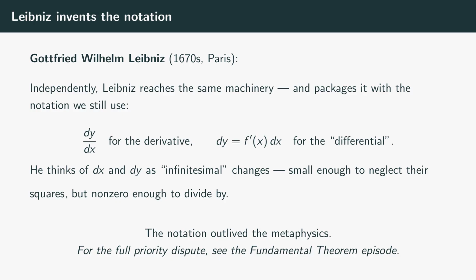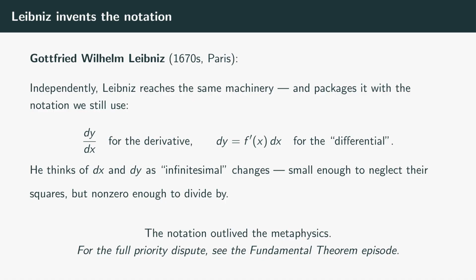Across the Channel, in Paris, during his years as a young diplomat, Gottfried Wilhelm Leibniz arrived at the same idea by a different route, somewhere in the 1670s. He published first, Newton sat on his work for decades. Leibniz's central contribution was as much notational as mathematical. He invented the symbols we still use 3.5 centuries later. The dy over dx you write for a derivative is his. The elongated s of the integral sign is also his.